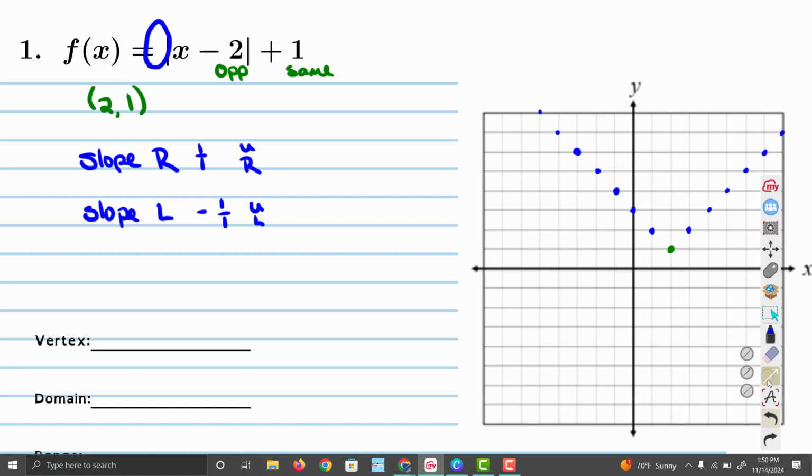And now I'm going to draw in my line. So the line going to the left, and then my line going to the right. I mean right and left. So now I need to identify each of the things it's asking for. So my vertex was 2, 1. My domain on absolute value functions is always negative infinity to positive infinity.